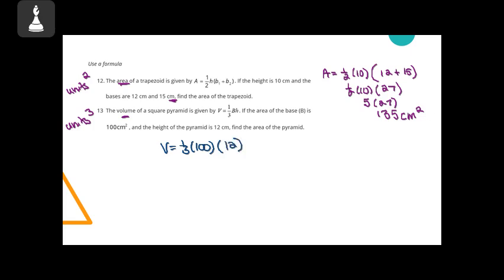All right, so what I'm going to do here is, for me, I know I can't do 100 divided by 3. And because this is all multiplication, I can rearrange the order here. So I'm going to change it to 1/3 times 12 times 100. Because I know I can do 1/3 times 12, or 12 divided by 3 gives me 4. And then take that result times 100 and get 400. That was using the associative property of multiplication. And our final answer is going to be centimeters cubed.